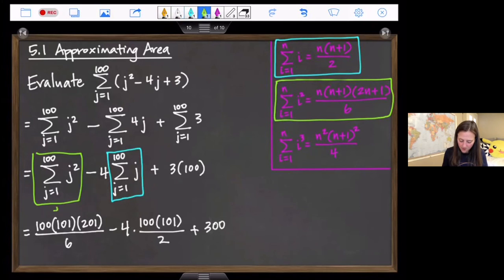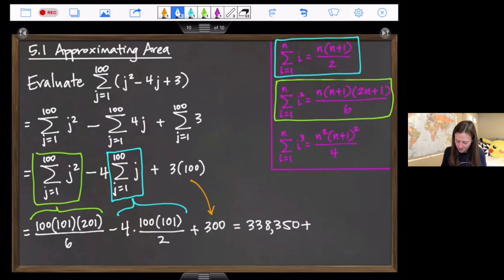So again, just following along on our parts, that sum was equal to that. This is equal to that. And then I've got my 3 times 100 there at the end. All right, I'm just going to let my calculator crunch this out for me. So my first term is 100 times 101 times 201, all divided by 6. And I get 338,350. Second fraction, I'm going to do 100 times 101, divide by 2, and then multiply that times that 4 coefficient. And I get 20,200.